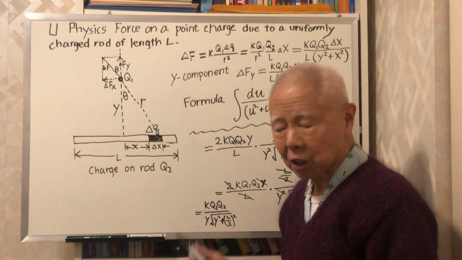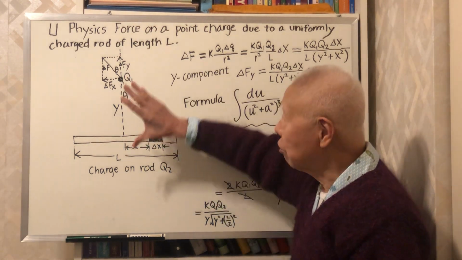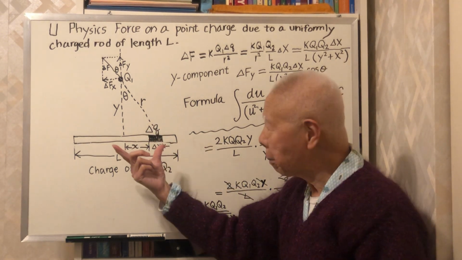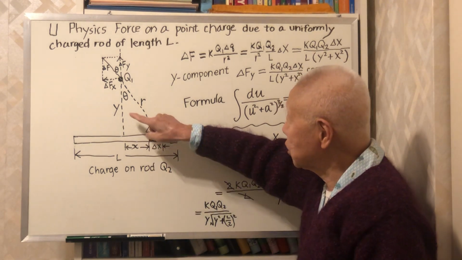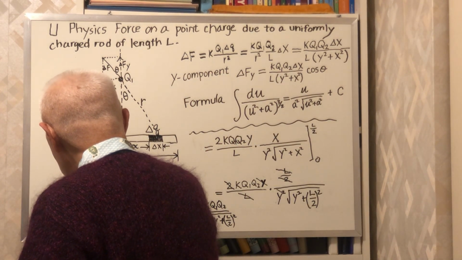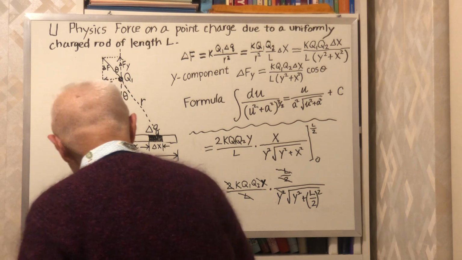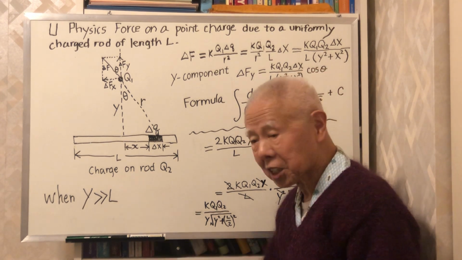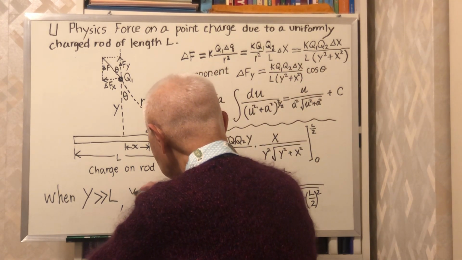Let us discuss this final result. Suppose Q1 is very, very far away from this rod. What does that mean? That means y is very large compared with the length of the rod. The length of the rod becomes so small if you draw the sketch with very large y. So when y is much, much larger than L, that means Q1 is very far away from the rod. If this is the case, y is much larger than L, and then of course y is much larger than half of L.